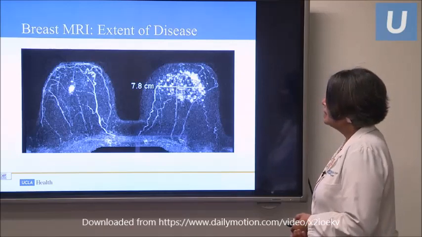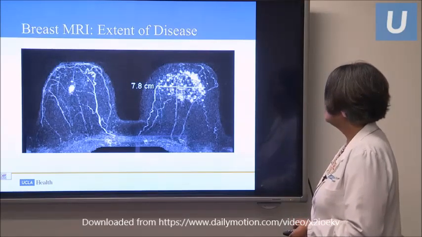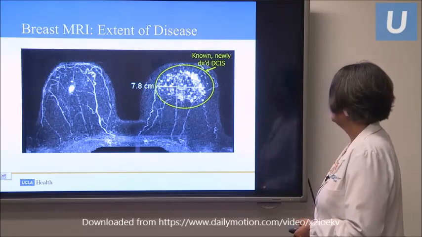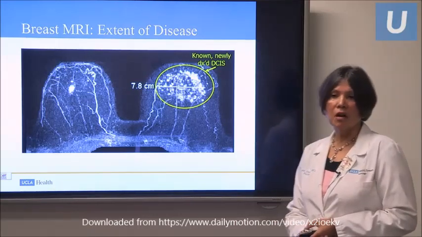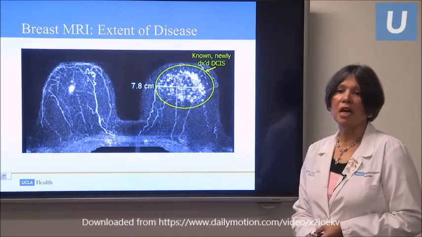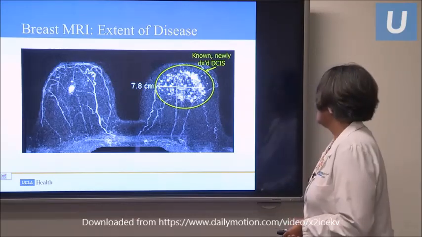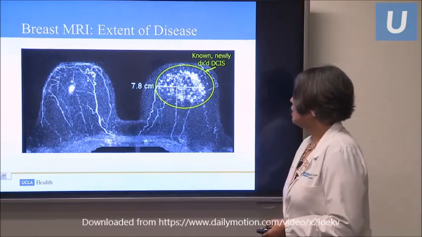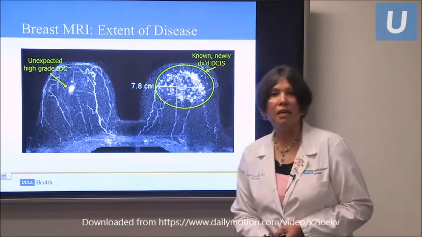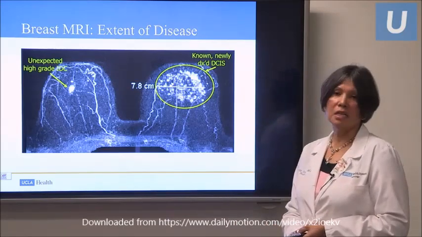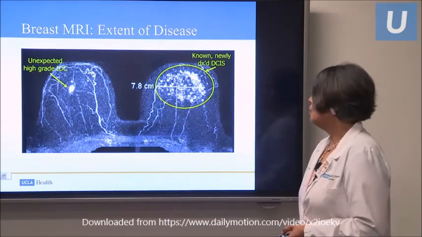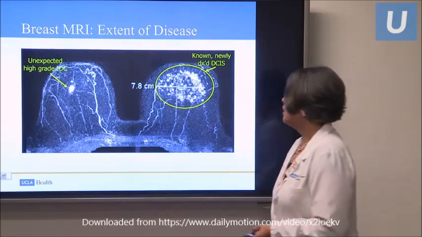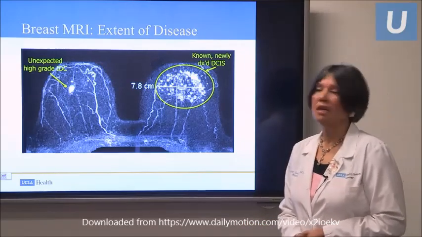Now this is an example of another patient who had the breast MR. She has a known cancer here, and it was the precancer, the ductal carcinoma in situ. That too can take up contrast, especially when it's in large quantities. And this actually showed up as abnormal calcium deposits on the mammogram. But what we didn't know was that she had an unexpected high-grade infiltrating ductal carcinoma in the opposite breast. So we do look for what we call contralateral disease, which can occur in 3 to 5% of women who have a diagnosis of breast cancer.